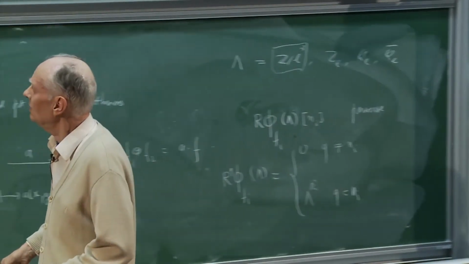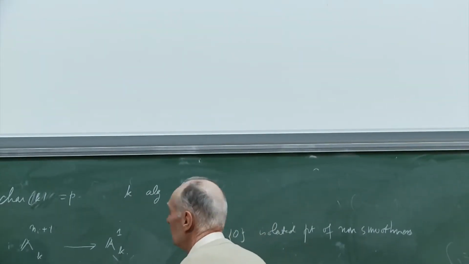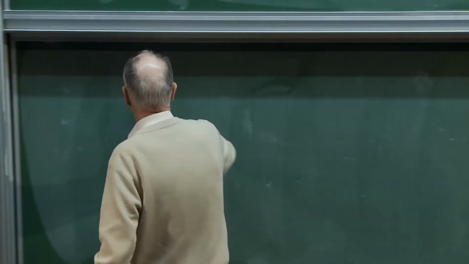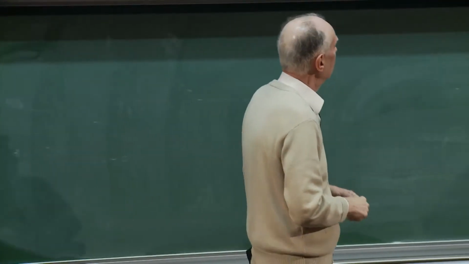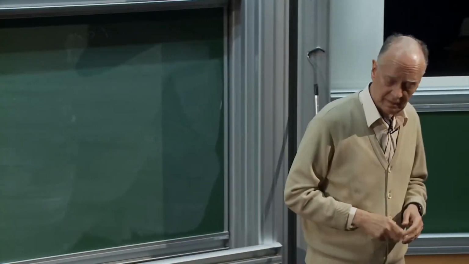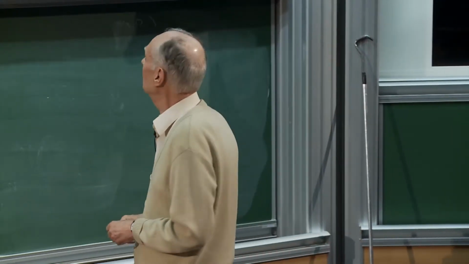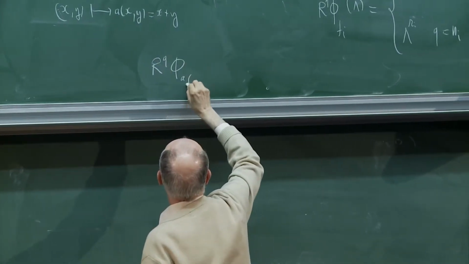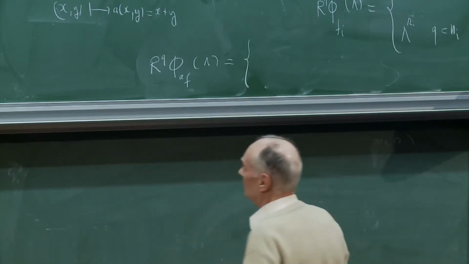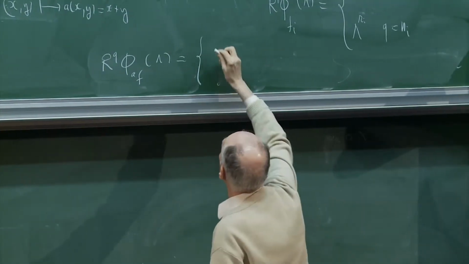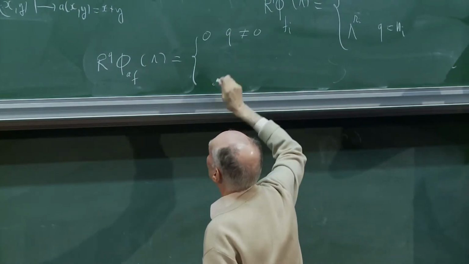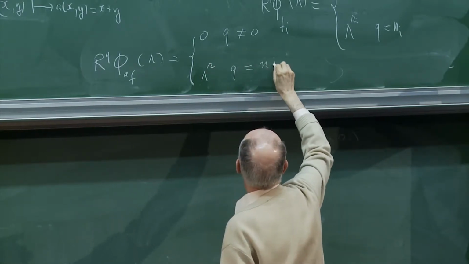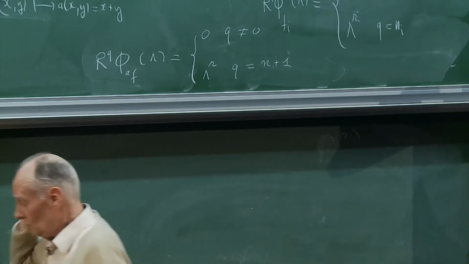So now the question is, and of course the same is true for the sum map AF, because again 0 is an isolated critical point. R^qΦ of AF of lambda is 0 for q different from n+1, and say lambda to the r for q equal to n+1.